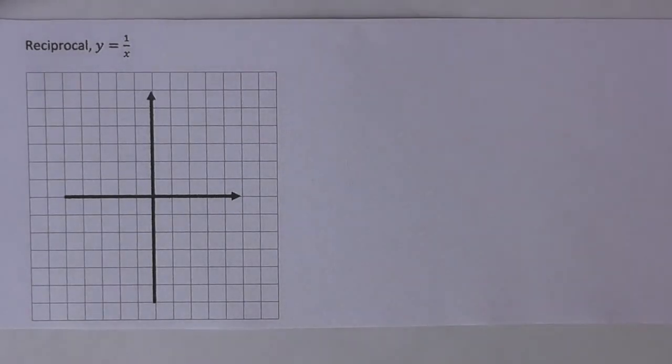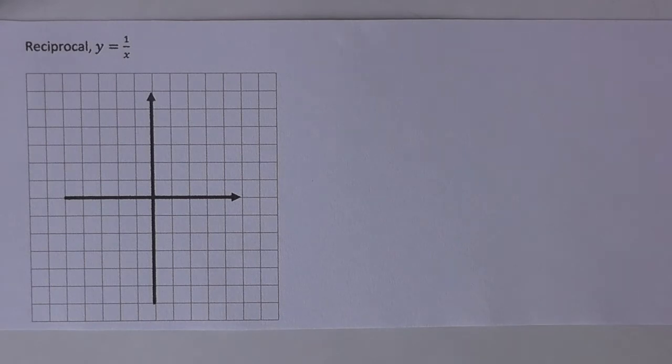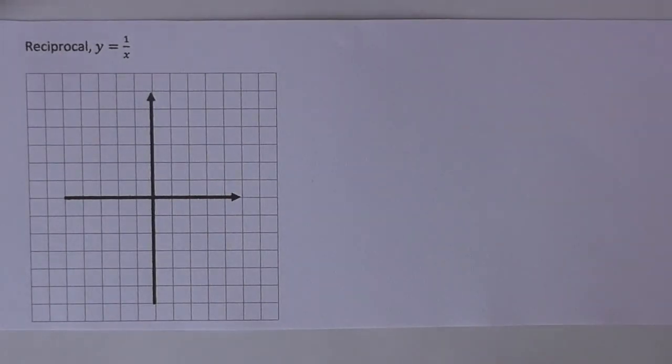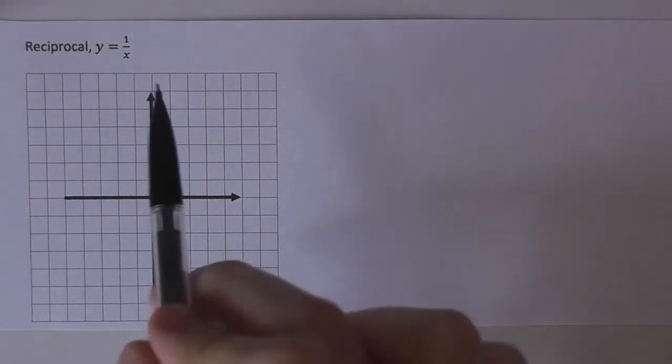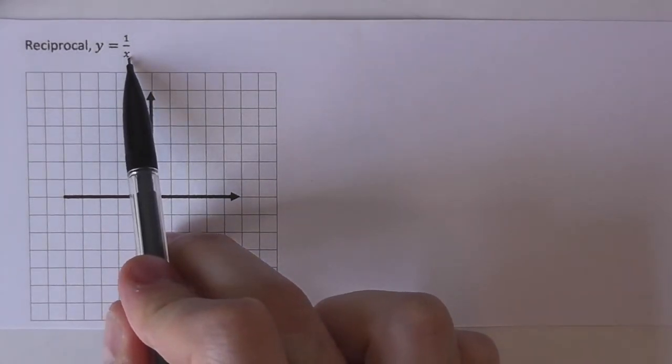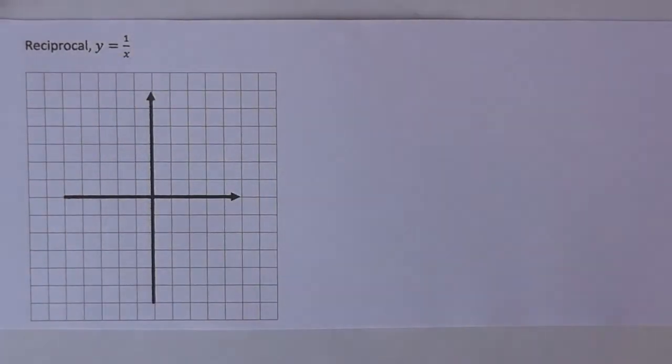Now the final graph that we need to be able to recognise is a weird one. It's called the reciprocal graph, and is the graph of the equation y equals 1 over x, 1 divided by x. So we take each of the input values and we divide by it. We do 1 divided by that number and we get our output value. And this is why this gets weird.